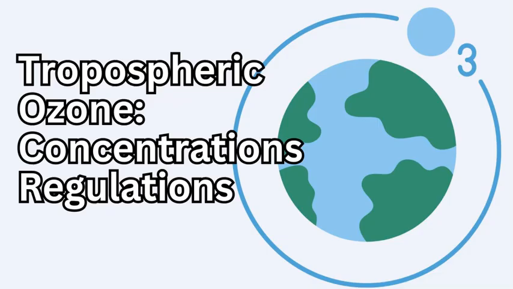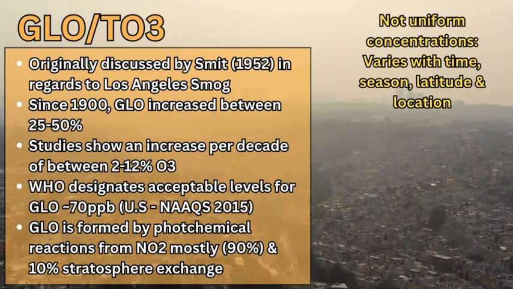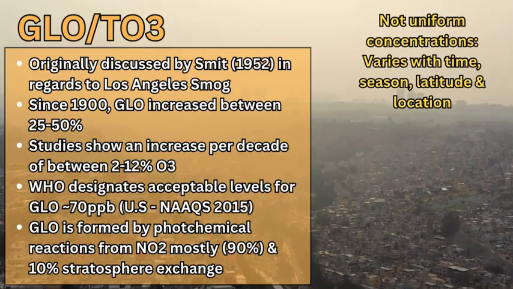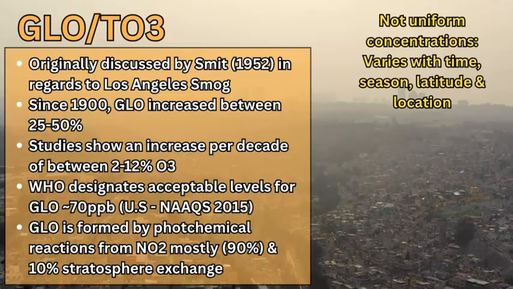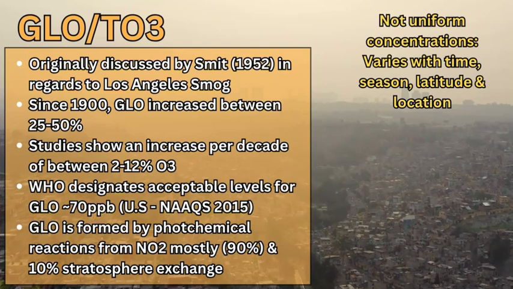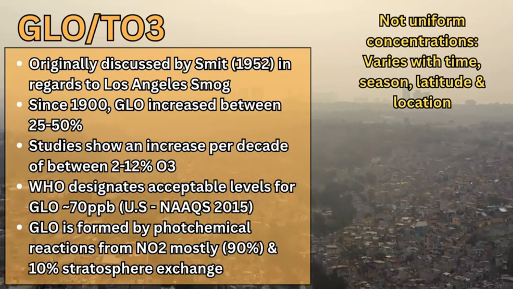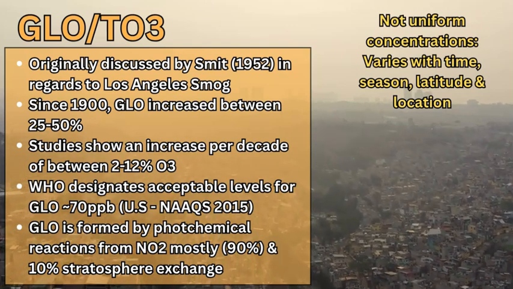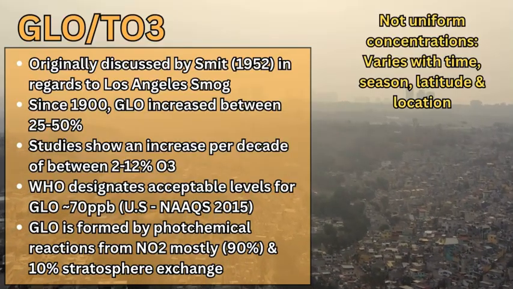Tropospheric ozone regulations and concentrations. Ground level ozone, or tropospheric ozone, was originally discussed by Schmidt in 1952 in regards to the LA smog, which had inundated the area and became a topic of national interest and scientific investigation and research.